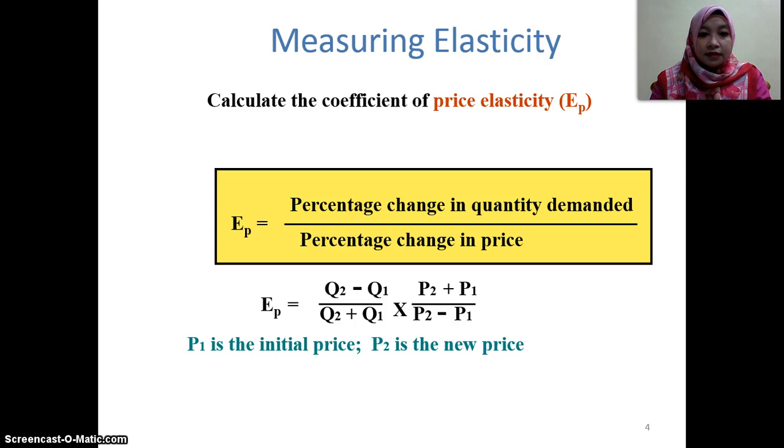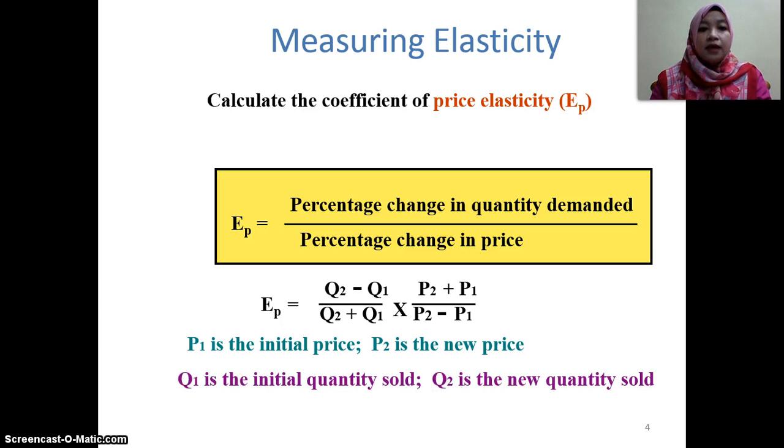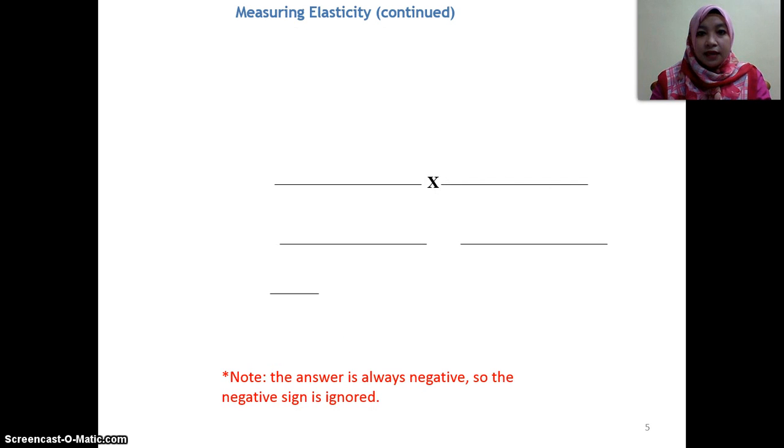P1 refers to the initial price. P2 is known as the new price. Q1 is the initial quantity sold, or old quantity sold, and Q2 is the new quantity sold. Are you ready? Can we have a look at the first example?